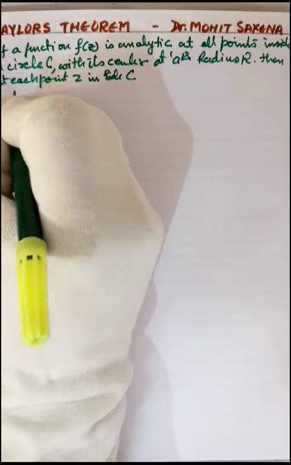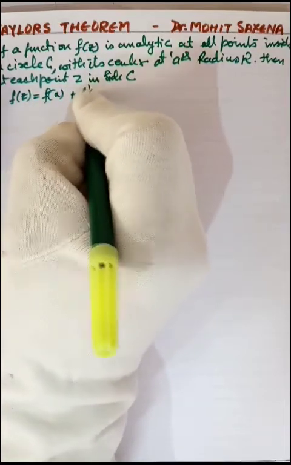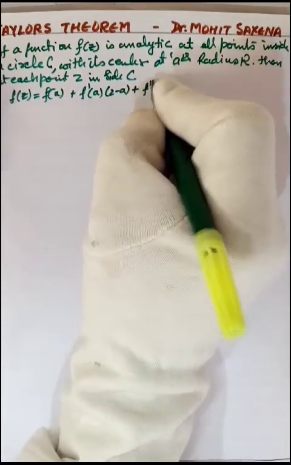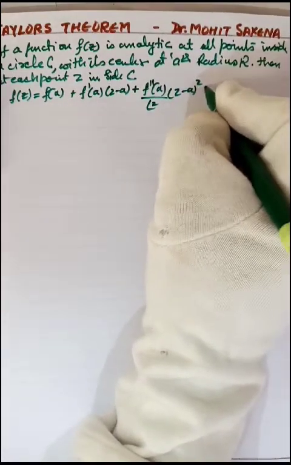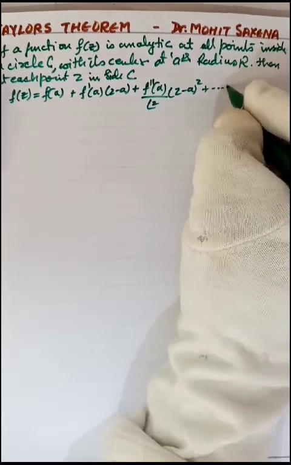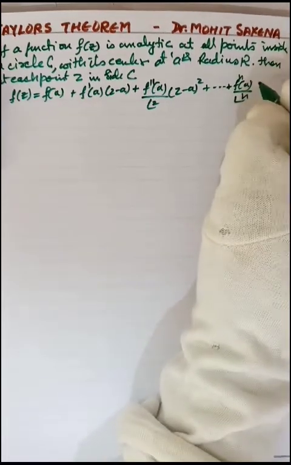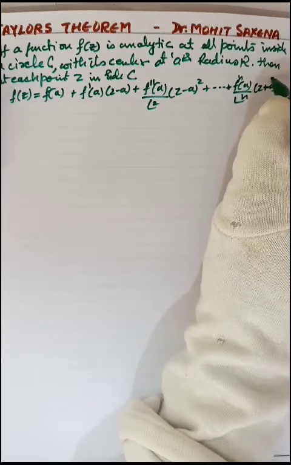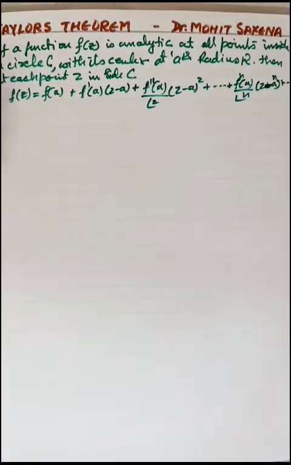we have f(z) equals f(a) plus f dash (a)(z minus a) plus f double dash (a) upon factorial 2 (z minus a) whole square plus dot dot dot plus f nth derivative upon factorial n (z minus a) to the power n plus dot dot dot. Now, the proof of this particular theorem.